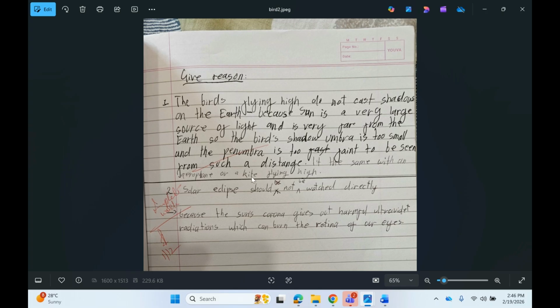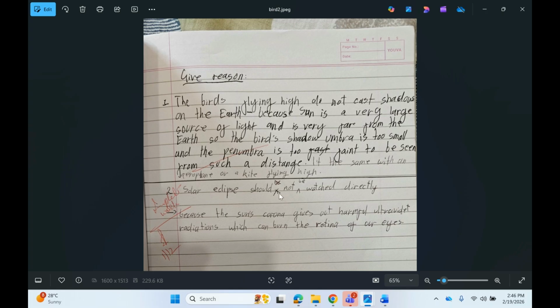Same is the case with the aeroplane and a kite. When the aeroplane or kite flies, you don't see the shadow of the aeroplane or kite on the ground. Why? Because the sun is very large and these objects, bird, aeroplane, kite, are all very small. So the umbra region is too small and the penumbra region is too faint to be seen.